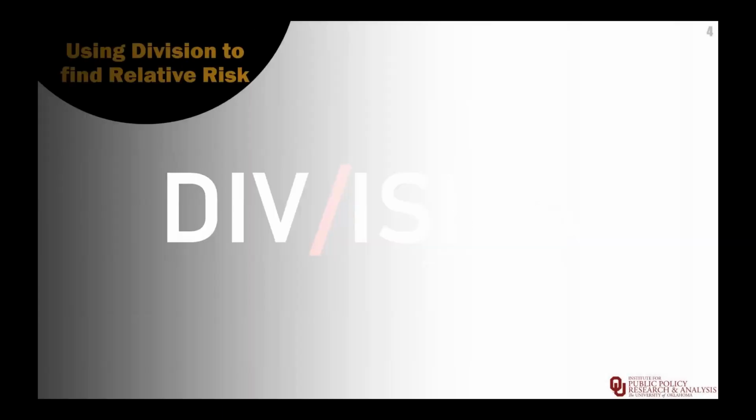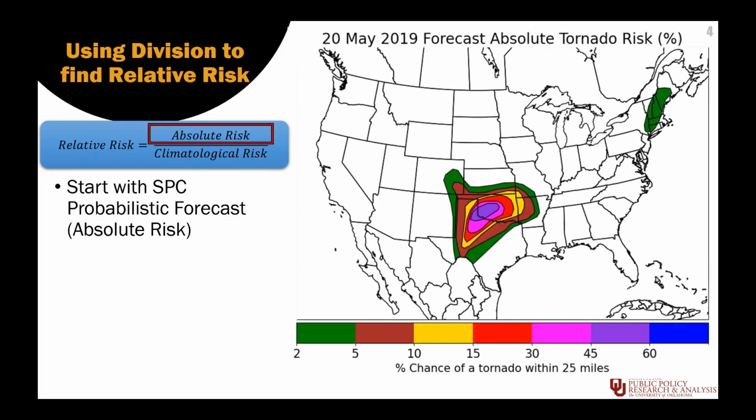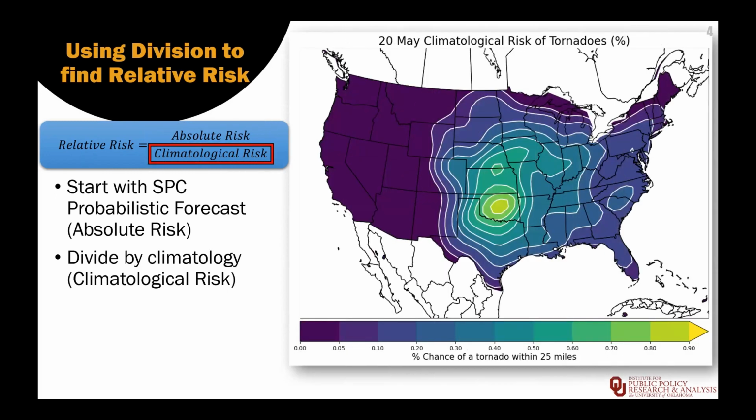It's definitely new. But jokes aside, we actually do use division to create a new risk value that could potentially help communicate these rare event risks. This is something that is called relative risk. The way we calculate it is we start with that SPC probabilistic forecast. That's the top of that division equation we have going on there. This is, again, that 20th of May 2019 forecast absolute tornado risk. The second step is to take the climatology, which is the background likelihood of a tornado on average across the US on that day. And we divide that absolute risk by that climatology. Ouch.